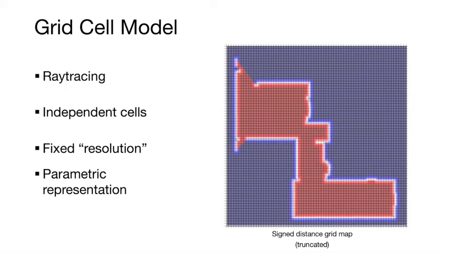Another downside of this kind of method is that the representation has a fixed resolution, and if a representation in a higher resolution is required, we have to reprocess all the sensor data and create a new model. This type of model here is also parametric, and we have to maintain and update parameters for each cell separately.